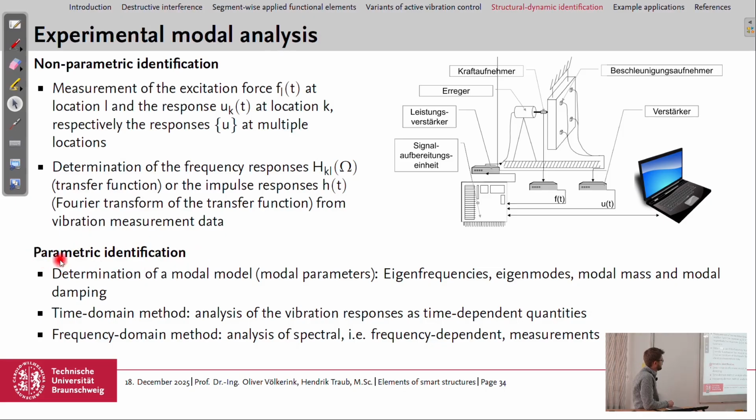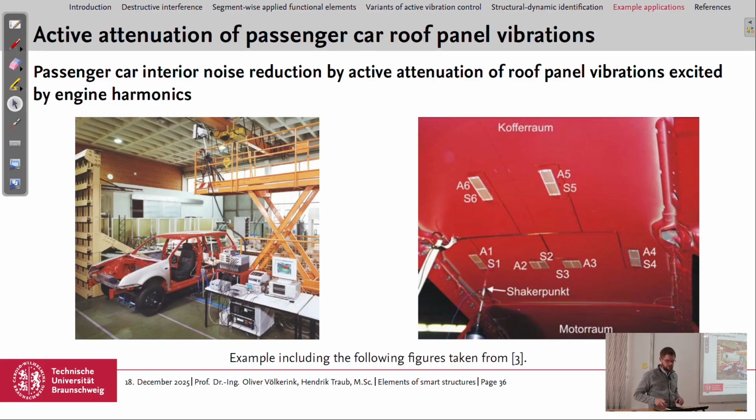And in case of the parametric identification, we really determine the modal parameters, so the eigenfrequencies, the eigenmodes, the modal mass, and the modal damping, and the modal stiffness, which is missing here. And this we can do in the time domain or in the frequency domain, and then transform it. So I've brought a rather old, but I think good example. This is also at German Aerospace Center, but I think more than 20 years ago. So I didn't start doing research then.